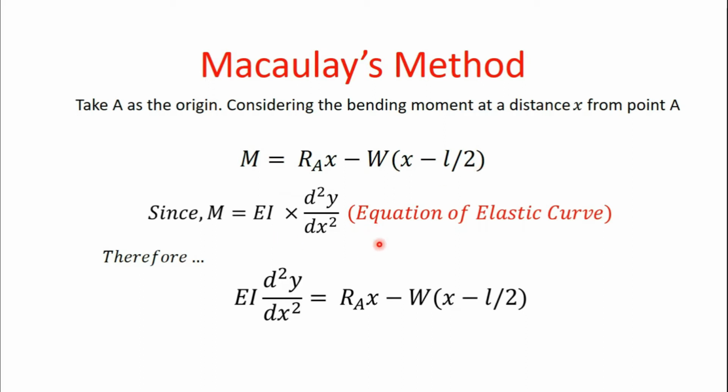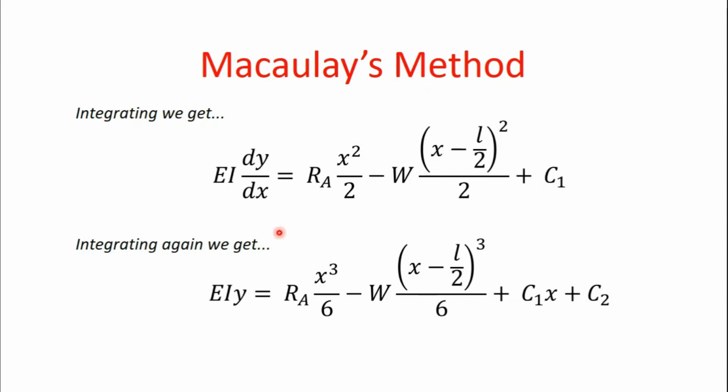And since we all know from our lecture number 5 that M equals EI into d2y by dx square is the equation of the elastic curve, we will replace M with EI into d2y by dx square. Therefore we have written EI d2y upon dx square equals RA into x minus W into x minus L by 2. Integrating, we get EI dy by dx equals RA into x square by 2 minus W into (x minus L by 2) whole square divided by 2 plus C1.